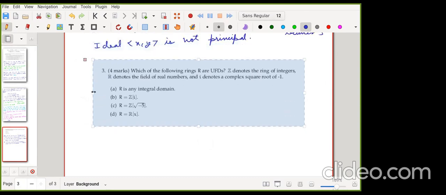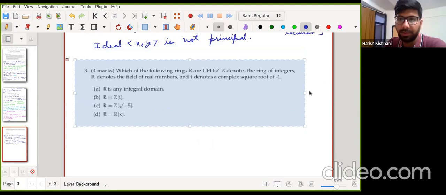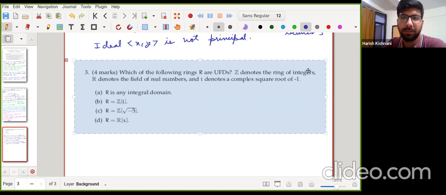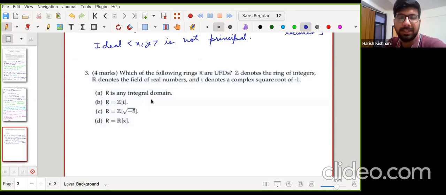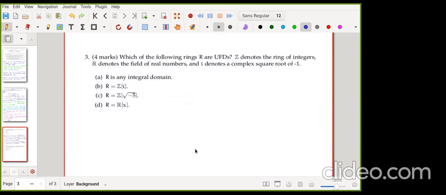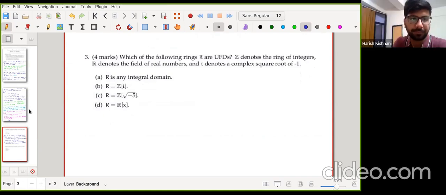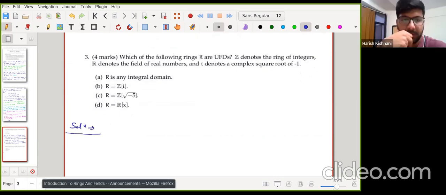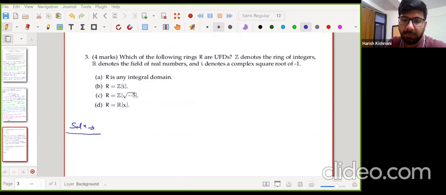So it says, which of the following rings are UFDs? The notations are like the previous ones. So R is an integral domain. So whether an integral domain is a UFD or not. Which of the following rings are UFDs? So the first one is false.